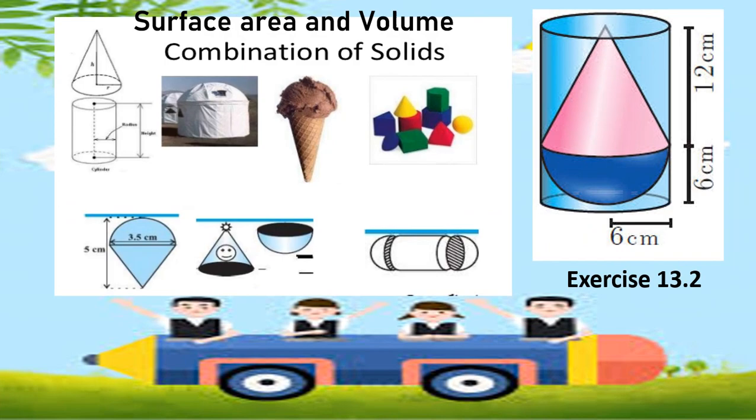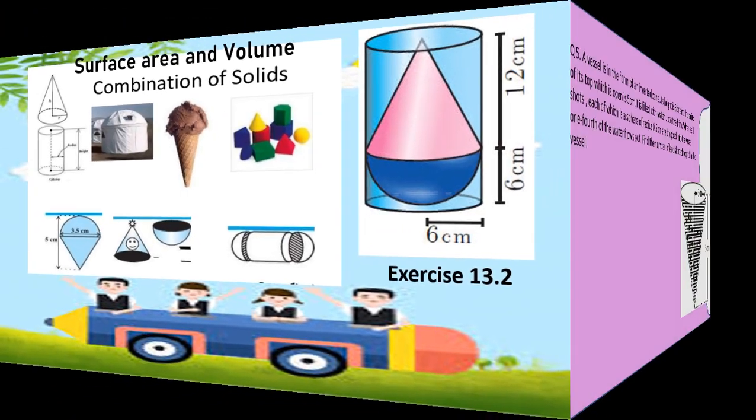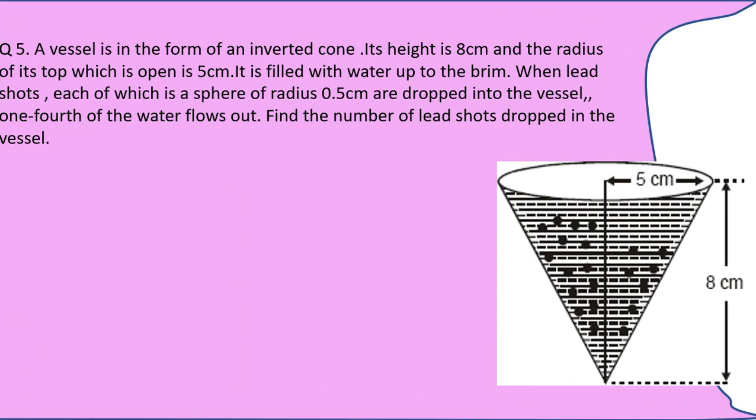So let's start the solution for question number 5, which says a vessel is in the form of an inverted cone. Its height is 8 centimeter and the radius of its top, which is open, is 5 centimeter. It is filled with water up to the brim. When lead shots, each of which is a sphere of radius 0.5 centimeter, are dropped into the vessel, 1/4 of the water flows out. Find the number of lead shots dropped in the vessel.